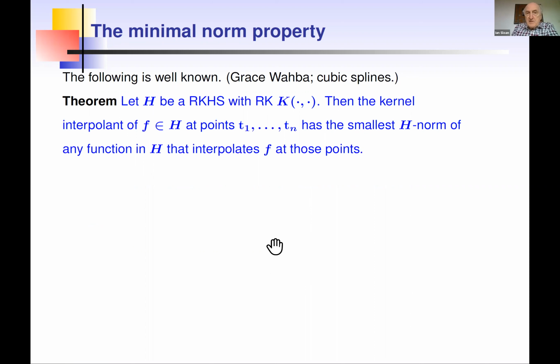So this in some ways is well known, and of course reproducing kernels and radial basis functions based on kernels and so on are very much used on all manifolds. So this is the minimal norm property. If H is a reproducing kernel Hilbert space with kernel K, the kernel interpolant at a given set of points has the smallest H norm of any function in H that interpolates f at those points.